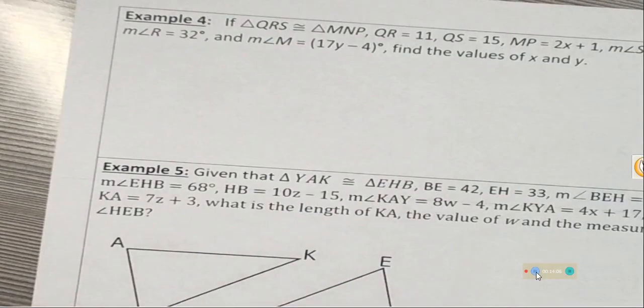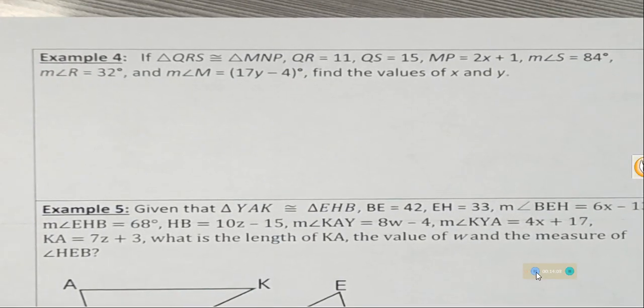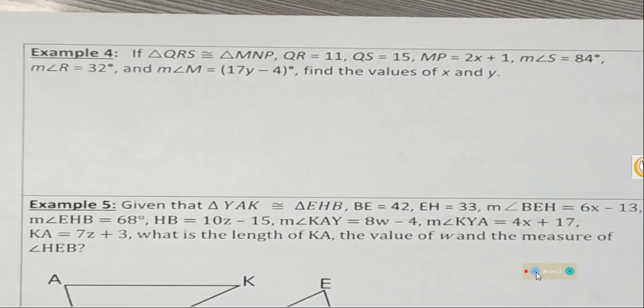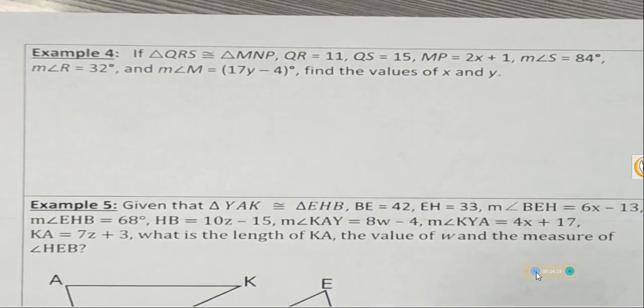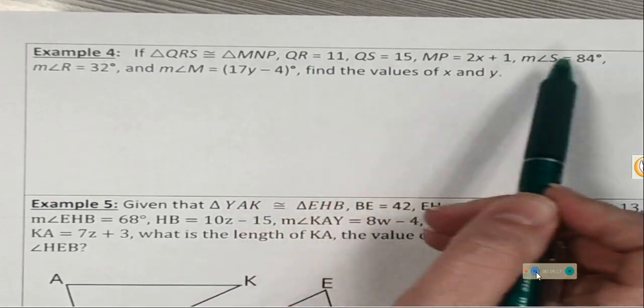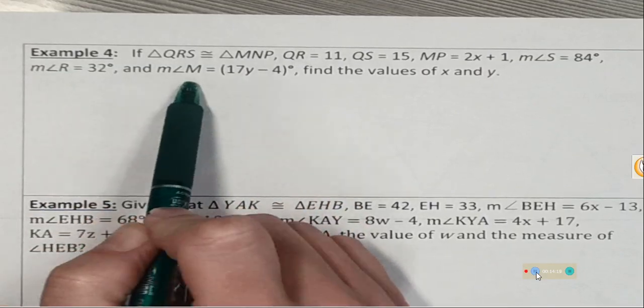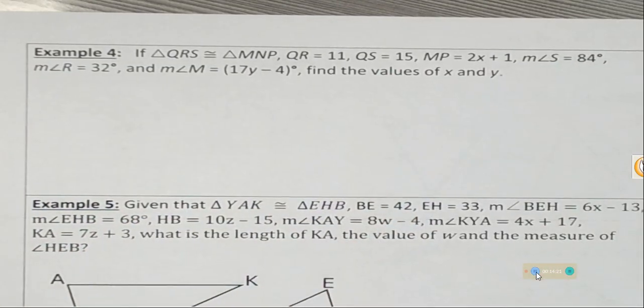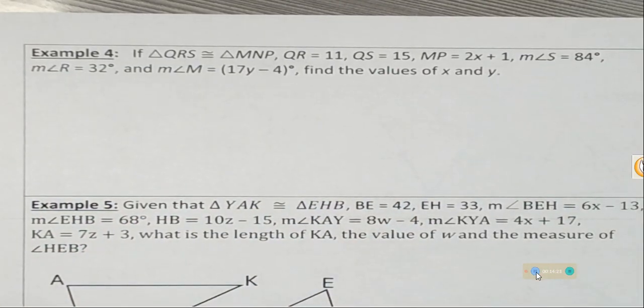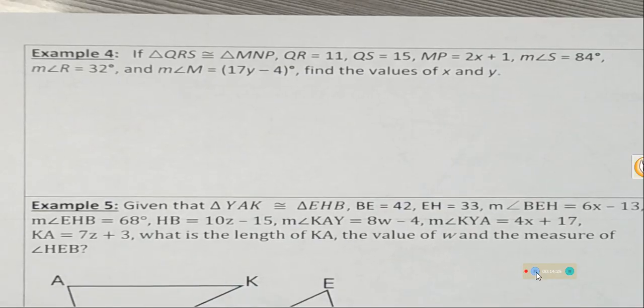All right, so let's look at number 4. Number 4 says if triangle QRS is congruent to triangle MNP, and QR is this, and QS, and MP, and angle S, and angle R, and angle M, find the values of X and Y. Now, I gave you a lot of words and a lot of numbers, and most of it just jumbled up in your brain, and you're thinking, I have no idea what you said.